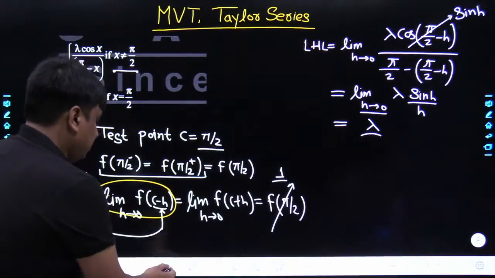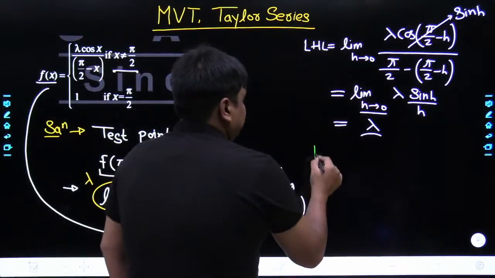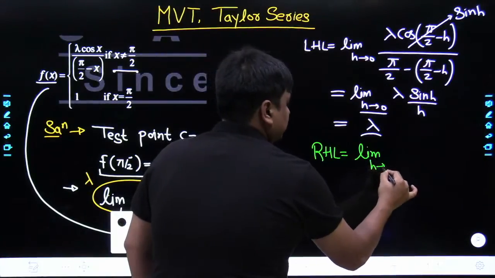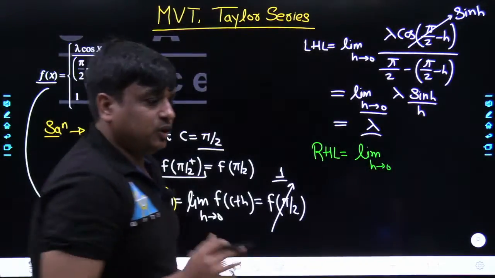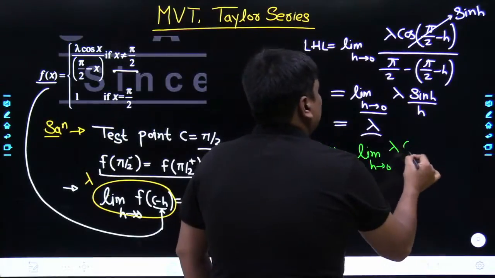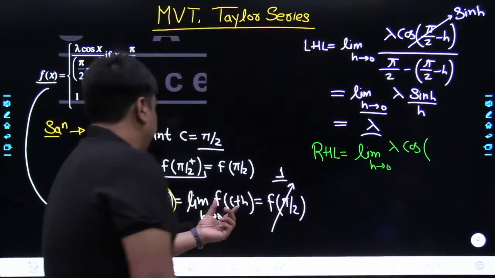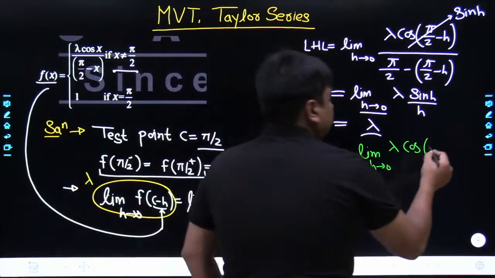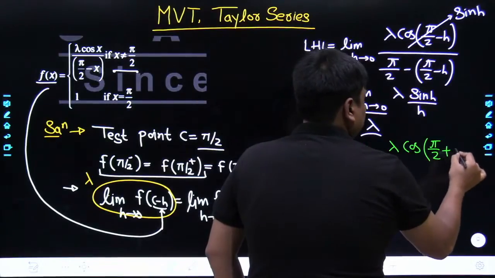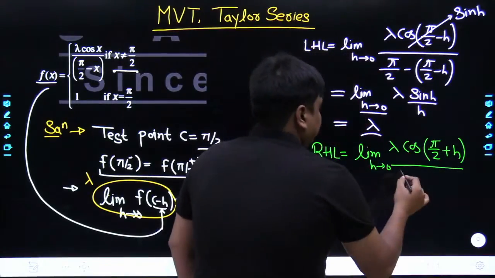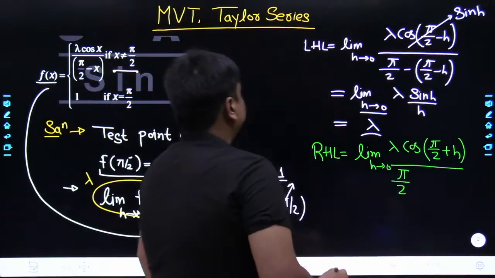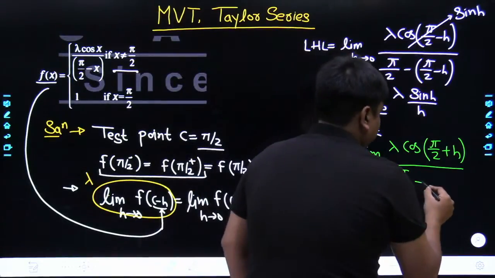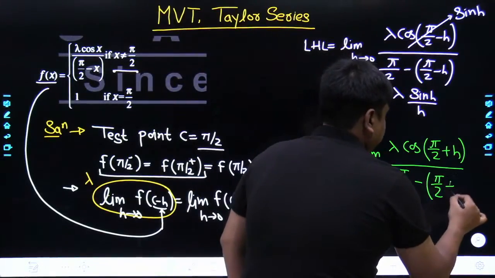And similarly, you would calculate the right hand limit. What would be the right hand limit? So here it's going to be limit h tends to 0. And thereafter it's going to be lambda cos, instead of c minus h, now c plus h has to be fed to the function. So here it becomes, divided by, here what happens, pi by 2 minus pi by 2 plus h.